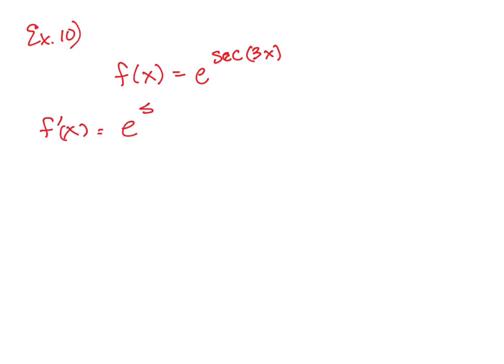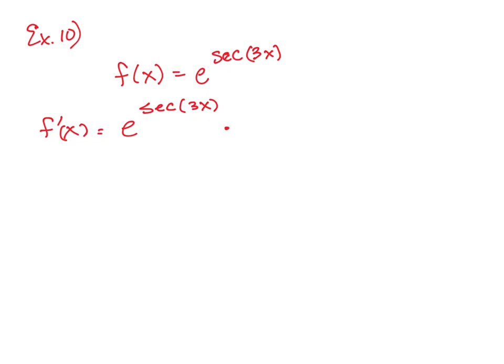All right, let's try one more. This is example 10. We have f of x equals e to the secant of 3x. So we have two inside-outer functions. So f prime, e to the stuff. So keep the stuff. Don't do anything to the stuff. Now times the derivative of the stuff.